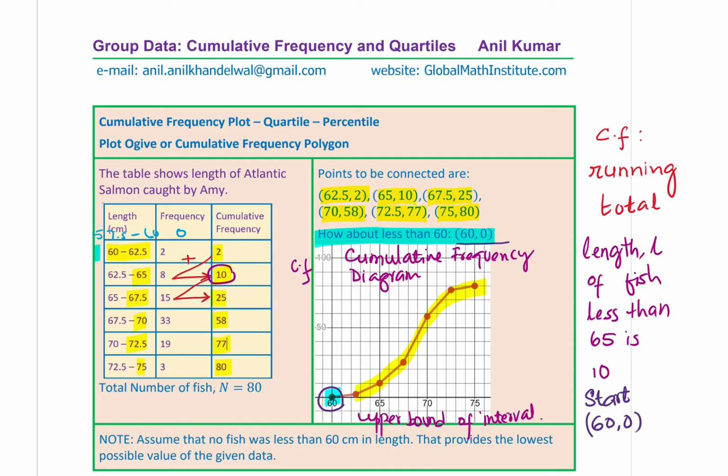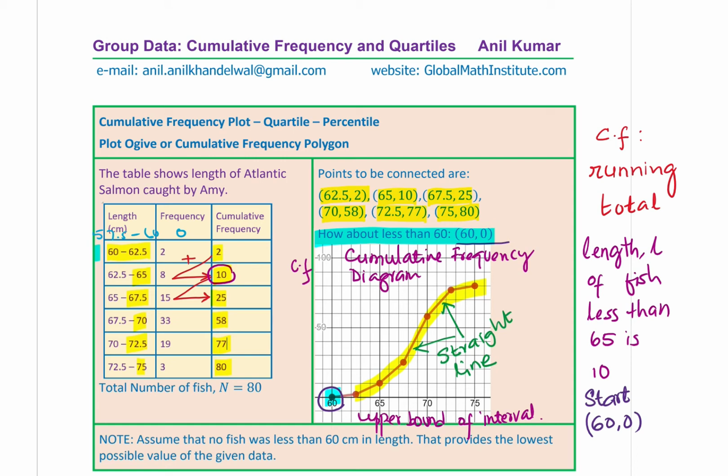Connecting all these points. How do we connect them? That is another critical part. Should this be a curved surface or a straight line? This is connected with a straight line. Can you tell me why?